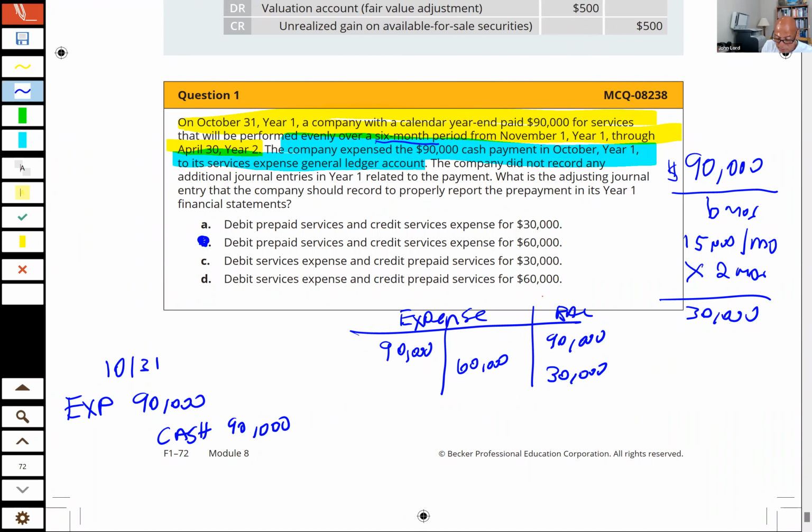Now at that point, I think you're done. Once you get to that point, there's only one choice that gives you a credit to expense for 60,000, right? I mean, you're done right there. But thinking through the whole process, now I have a prepaid. The prepaid isn't showing anything, but I want it to end up showing a balance of the 60,000 that's left. Okay, so I have to do what? I have to debit it 60,000.